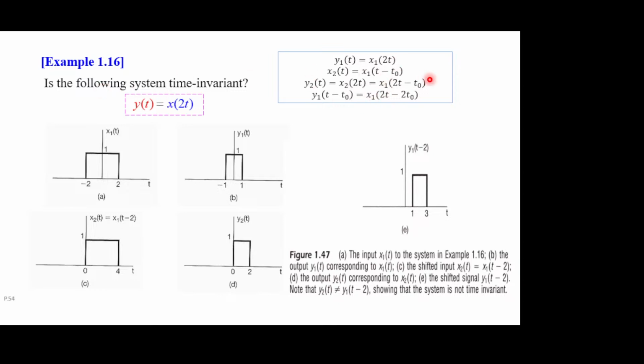And so if you go through the calculation, you see that y2 will time shift by minus t0, but if you want to be time invariant, it should be shifted by minus 2t0. So this is also another example. Okay. So does everyone understand the time invariant property?